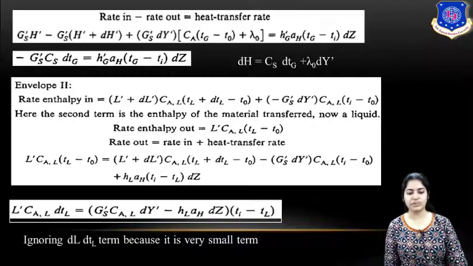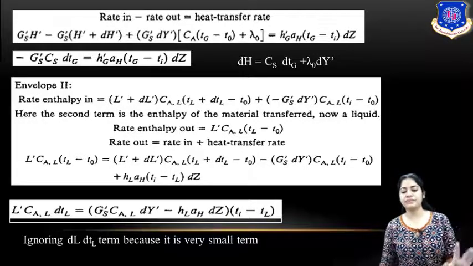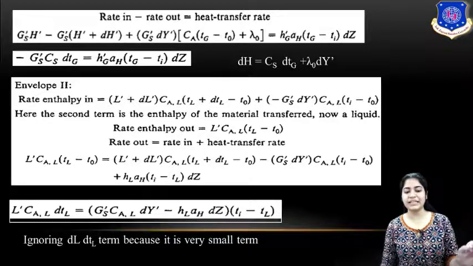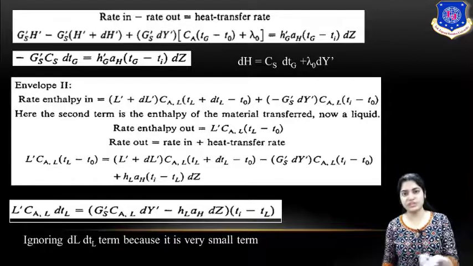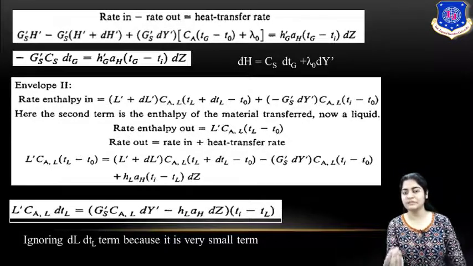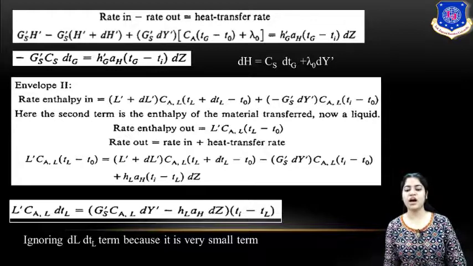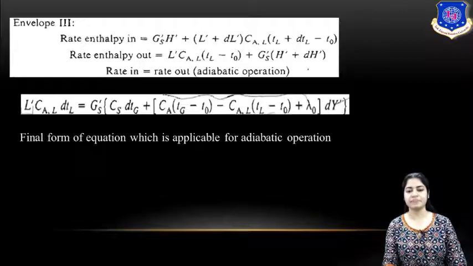Again solving the above equation, you get your bottom equation, that is L dash CAL dTL is equal to the rest of the terms. See here what we have done: you are ignoring the term dL into dTL, because it is a product of two differential terms, which is again going to be a very small term, hence you are neglecting it. So you get your above equation. So that is the enthalpy balance in your liquid section.